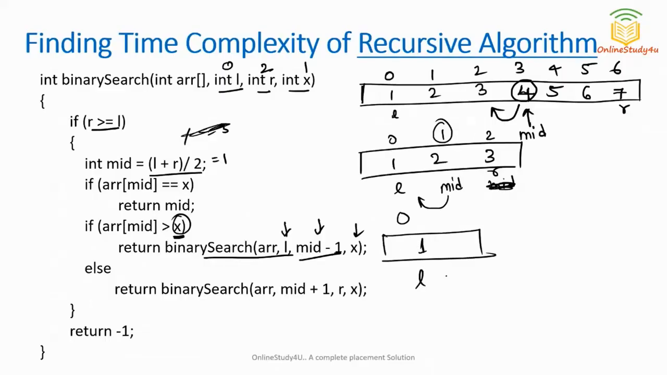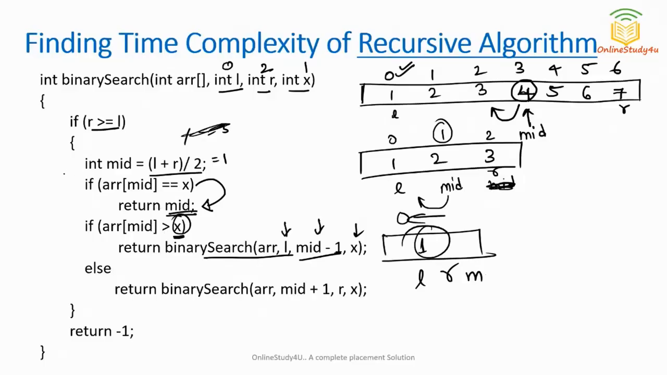Now left is index 0 and right is also index 0 only. When we find the mid, mid will also be index 0, and the value will match. You can see the value is matching. So it will return the mid element, that is, it will return the index. It is found at index 0. So the answer is correct, 1 is found at index 0.